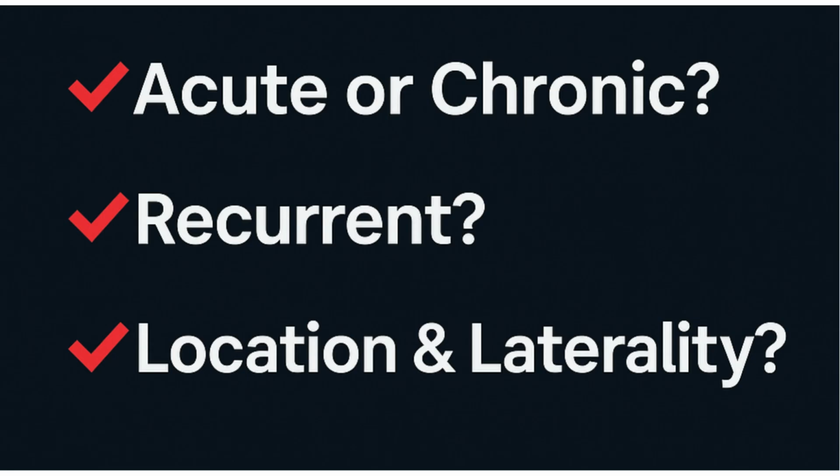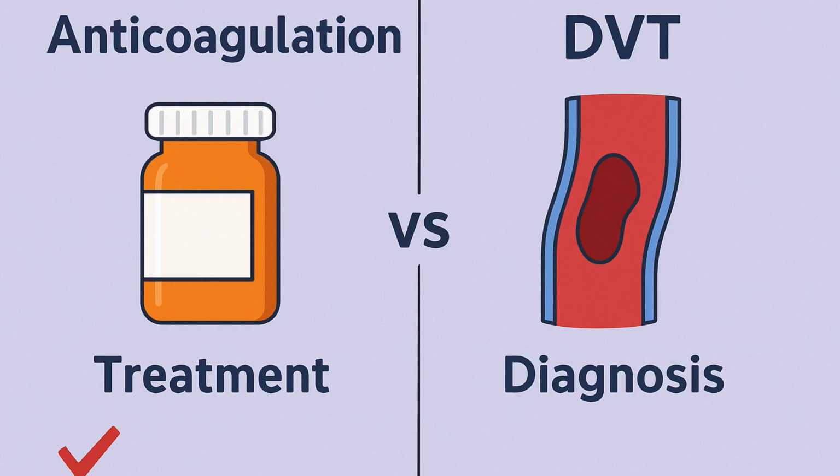When coding, always select the most specific ICD-10-CM code. Here are some key questions. Is it acute or is it chronic? Is it recurrent? What exactly is the location and laterality? Now let's talk about anticoagulation therapy, because that's where the confusion really happens.